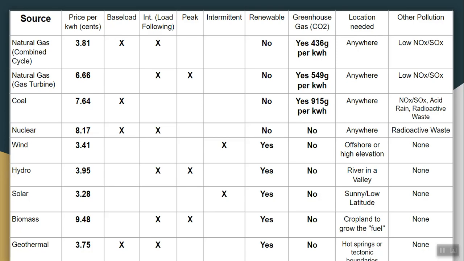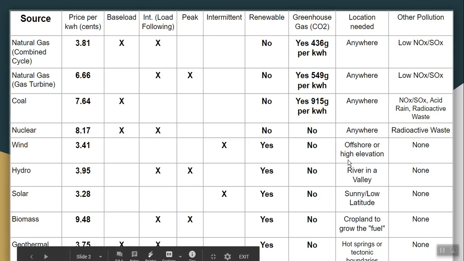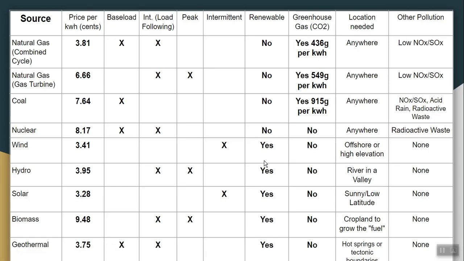So hopefully with a table like this, you can see, well, these can be put anywhere, but they're not renewable. These need specific places, but they are renewable. So there's a trade-off there. And like with most things in real life, especially with engineering, there's always going to be a trade-off. There's always going to be some price you have to pay to get something else.